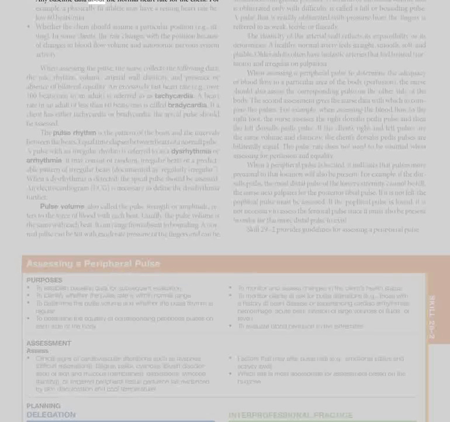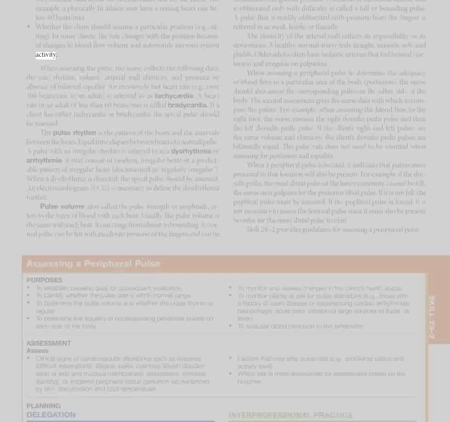Any baseline data about the normal heart rate for the client. For example, a physically fit athlete may have a resting heart rate below 60 beats/min. Whether the client should assume a particular position, for example, sitting. In some clients, the rate changes with the position because of changes in blood flow volume and autonomic nervous system activity.